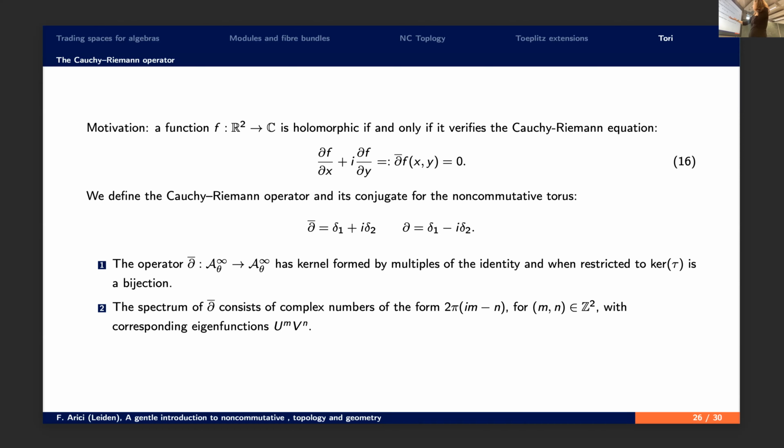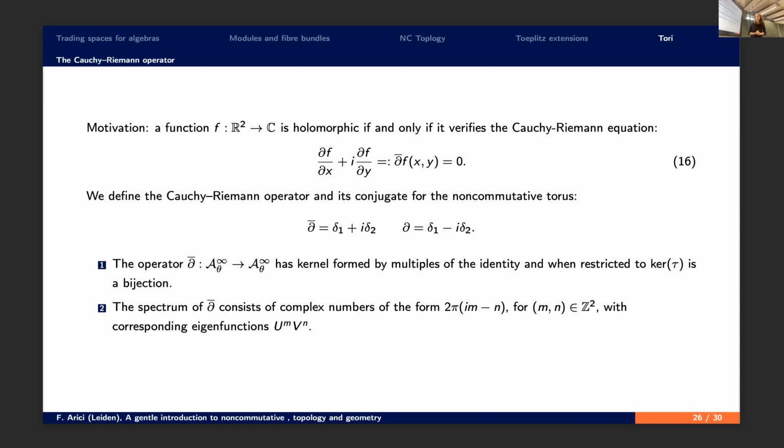It has a kernel which consists of multiples of the identity. And then when you restrict to the kernel of the trace, the unique trace that this algebra has, it's actually a bijection. It's really a non-commutative analog. It really doesn't see much of the non-commutative structure. There is no theta appearing here, but the spectrum really consists of complex numbers of the usual form. So it's the same spectrum as the Cauchy-Riemann operator. And this is not a coincidence. Algebras of this form, like the non-commutative torus, are called isospectral deformations of commutative algebras. So when you look at certain types of differential operators, you do get the same properties that you would get classically.